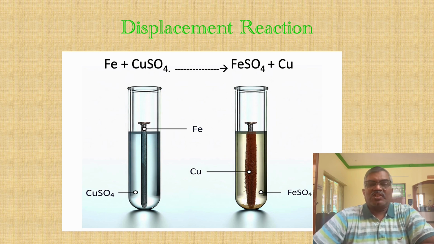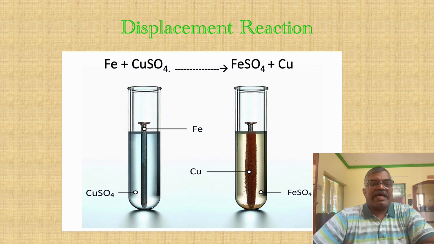Take copper sulfate solution in a test tube, which is blue in color. Place an iron nail in the solution. You have to leave the setup for some time. After some time, we can notice that copper is deposited on the iron and the color of the copper sulfate solution will change to greenish because of the following reaction.